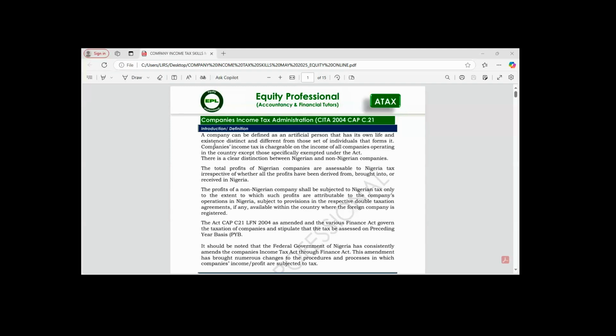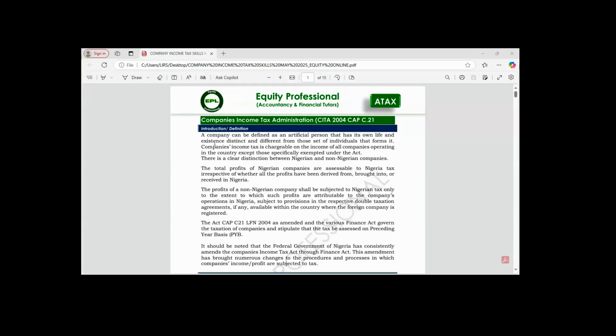Because it is possible for that income to have been subject to tax in the country where it is coming from. So any tax you pay there will be considered as a relief in Nigeria by the time they want to charge that income to tax. So basically, for a Nigerian company, the totality of all their income will be liable to Nigerian tax.